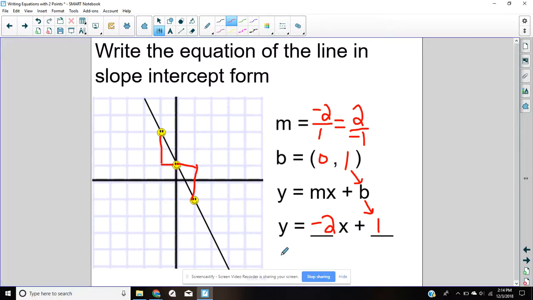So the equation that I have to write for y equals mx plus b, I need to substitute two numbers. I need to substitute m for slope and b for the y-intercept. I counted my slope as negative 2. I can also check to see that that's a negative line by following its direction. And my y-intercept is where it crosses the y-axis at positive 1.